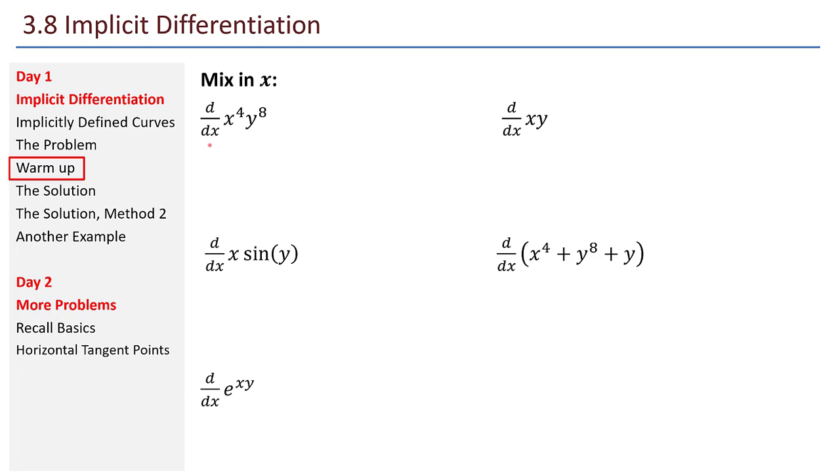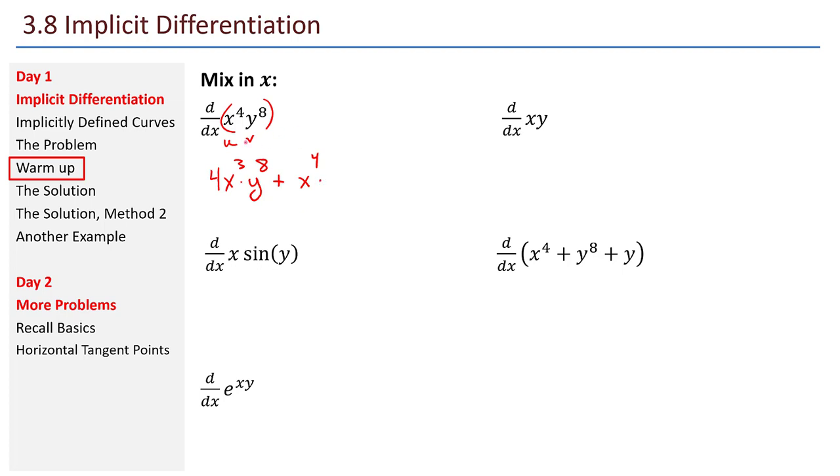So, if I take the derivative, first of all, this is a product rule. This is x to the 4 times y to the 8. So, there's my u and v. I need to do the product rule. u prime times v, so 4x cubed times y to the 8. I take the derivative of the first, but I don't take the derivative of the second, plus the first, x to the 4, times the derivative of the second.